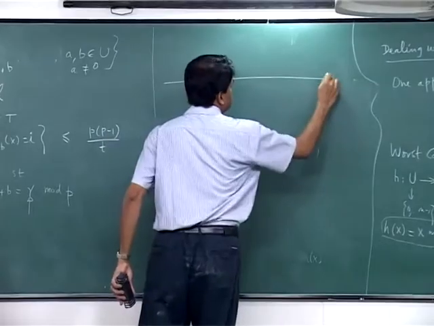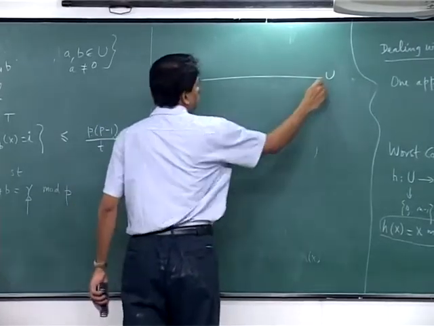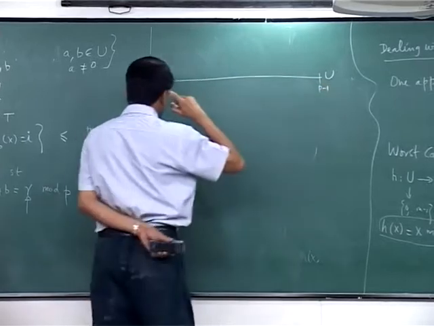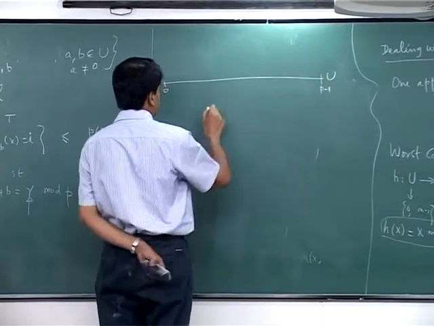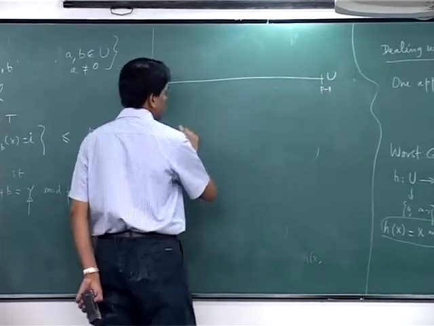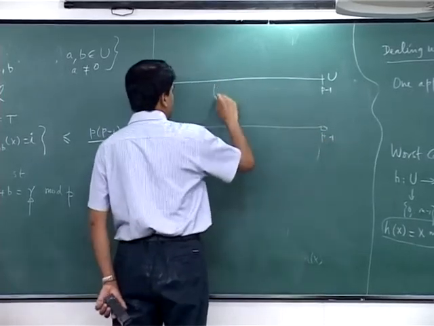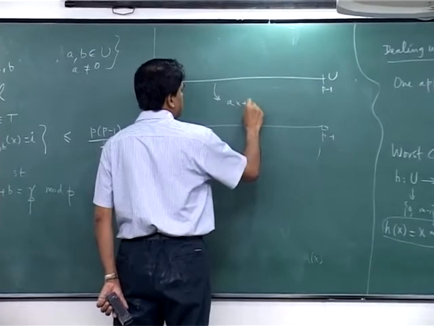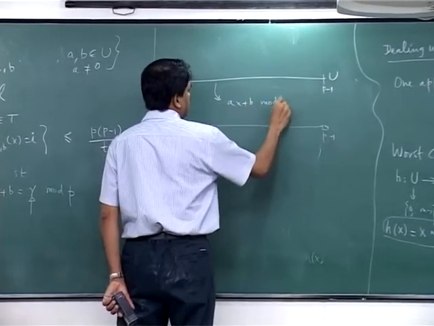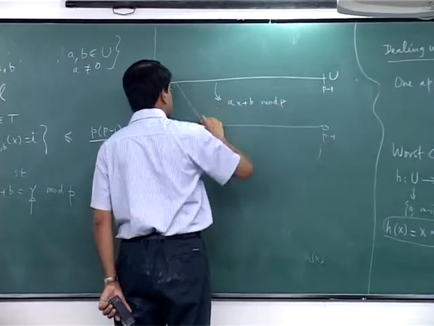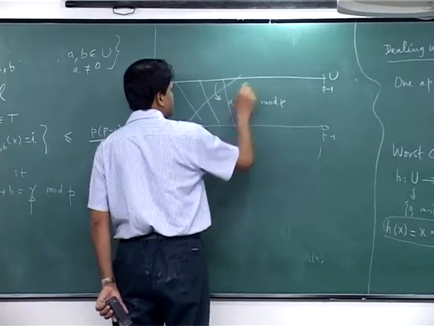So here is my universe, which is 0 to t minus 1. First, the permutation of the linear transformation: it just takes ax plus b mod p. First of all, ax plus b mod p just transforms things like this.